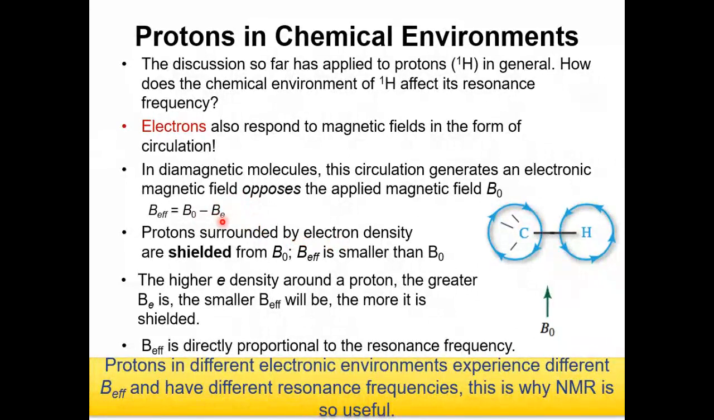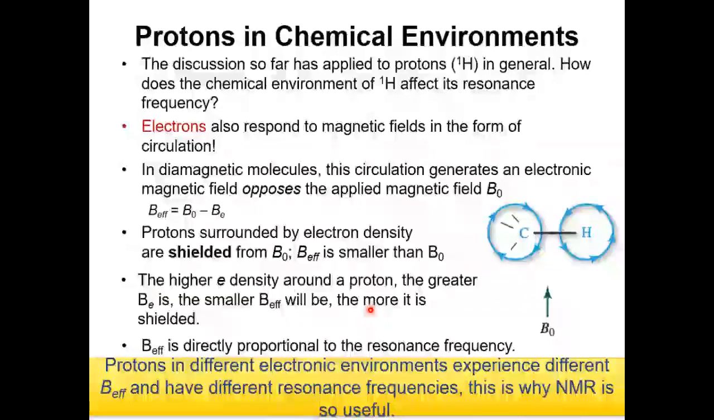This field will be stronger, okay? This field will be stronger. And then the effective field, BEFF, will be weaker, okay? So this is the major principle of proton NMR, if you want to understand the resonance frequency. Okay? So the higher the electron density around a proton, the greater the BE will be. And if the BE is greater, the B0 is fixed, right? Then the effective magnetic field will be weaker.